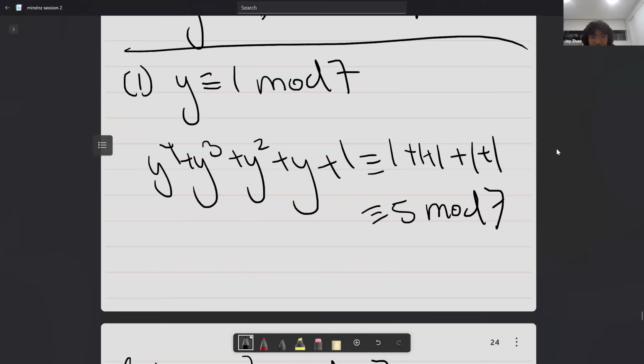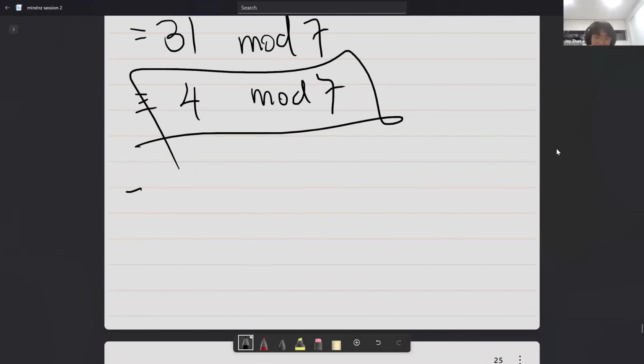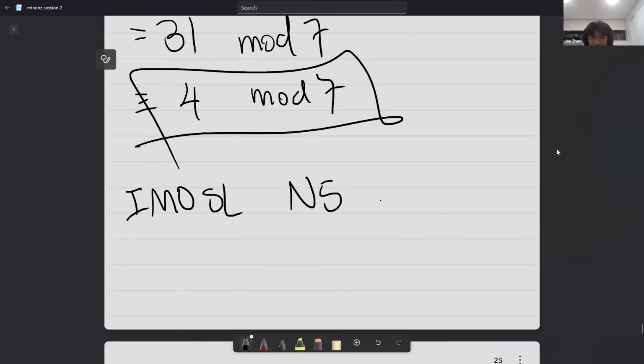Also, if you thought this question was hard, that's understandable, because I think this was IMO Shortlist N5 from 2000 something. I don't know. So it's supposed to be quite a tricky problem.